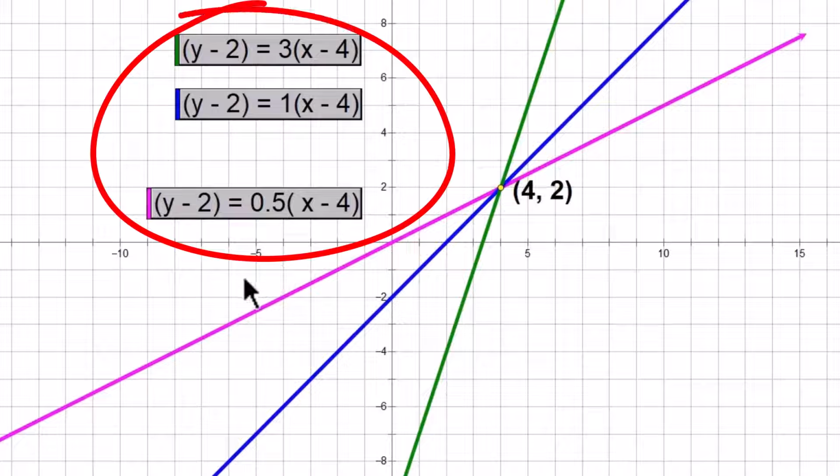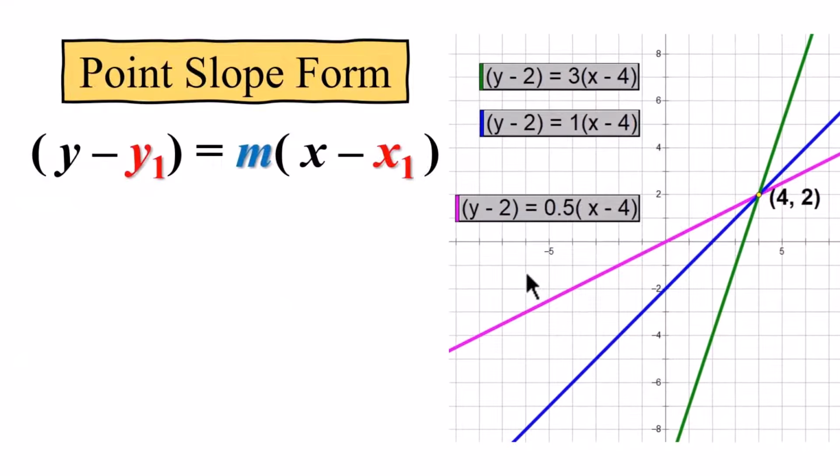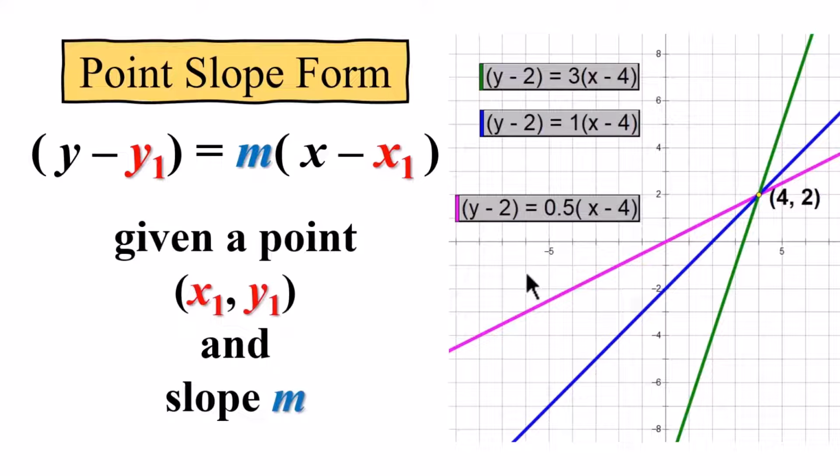This is called point slope form. Point slope form, written out like a formula where you substitute numbers in, will be y minus y1 equals m times x minus x1, where that y1 and x1 are coming from a given point. Remember, we write our points with the x first, and the slope is the m.